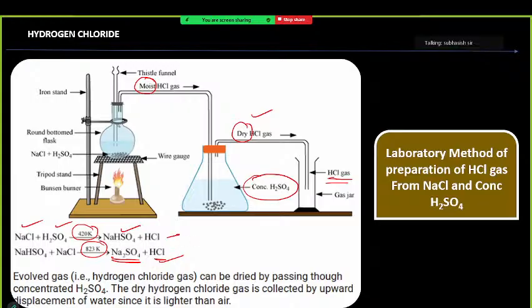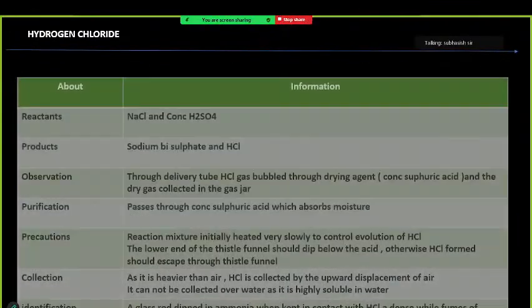The evolved hydrogen chloride gas can be dried by passing through concentrated sulfuric acid and collected by the upward displacement of air. You can collect it by upward displacement of air because it is heavier than air.